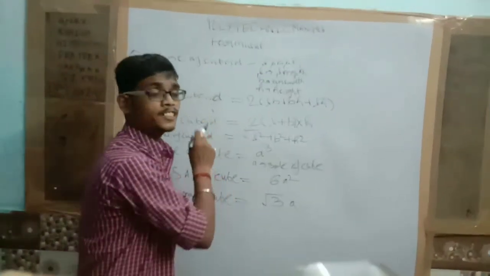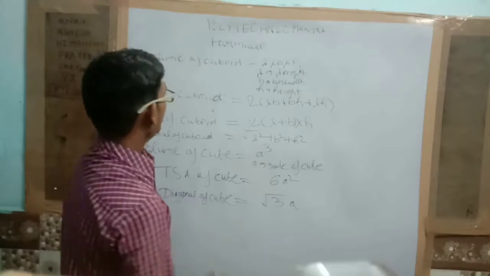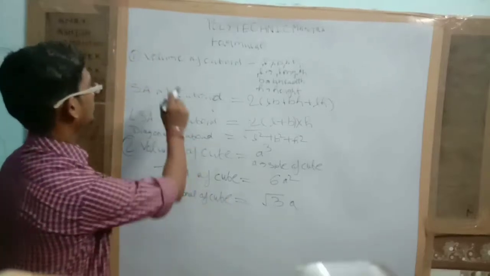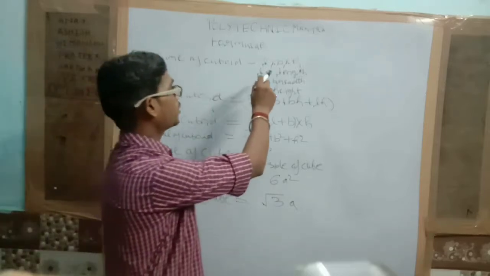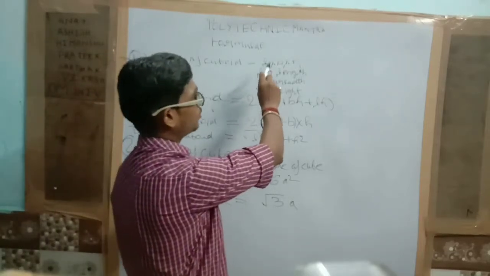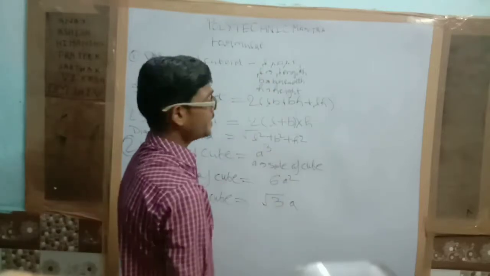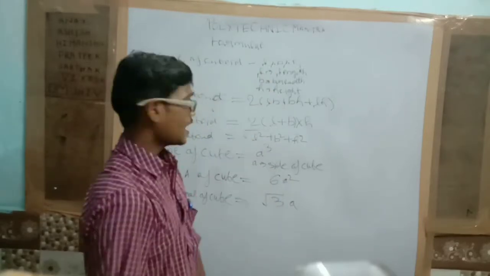Now let's discuss about the volume. Now we will discuss about their formulas. Volume of cuboid equals L into breadth B into H. L means length, B means breadth and H means height.